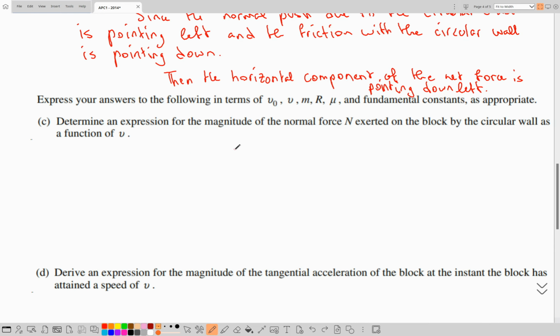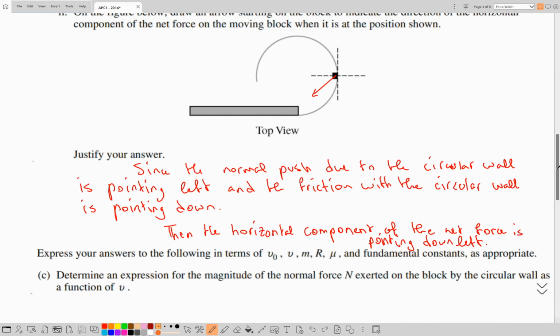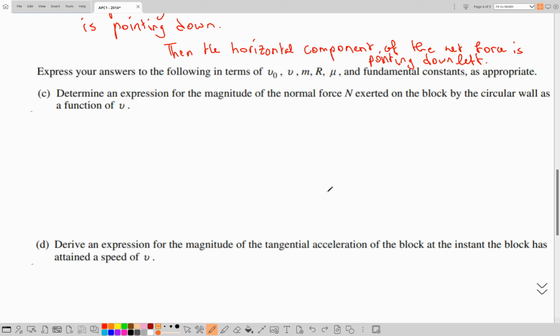Now express your answers to the following in terms of V0, V, M, R, mu, and fundamental constants as appropriate. What does V0 represent? V0 represents the speed at the point P. V represents the speed through the circular track at any instant at a later time. Now in part C, determine an expression for the magnitude of the normal force N exerted on the block by the circular wall as a function of V.